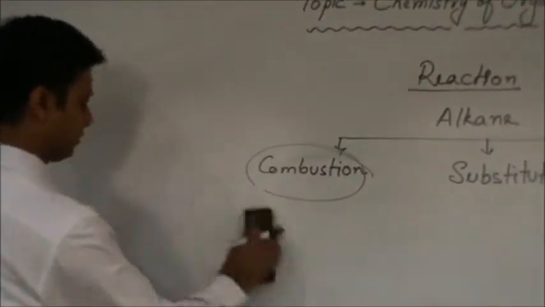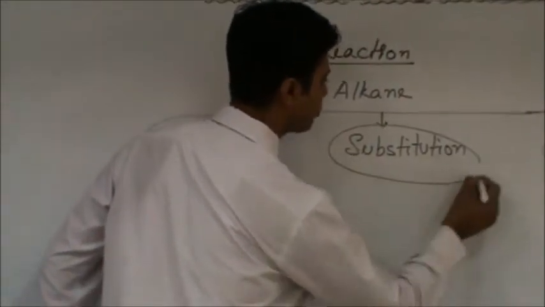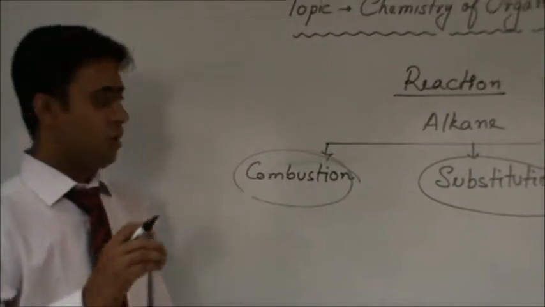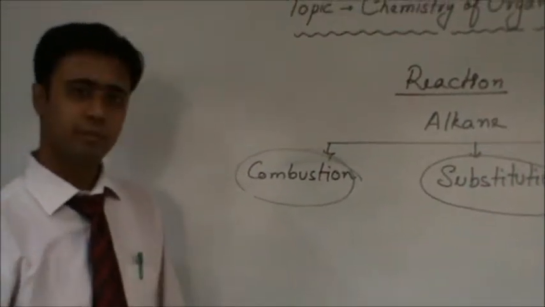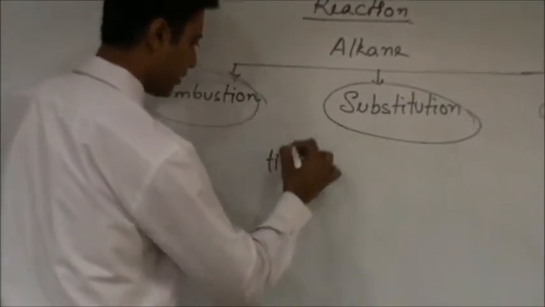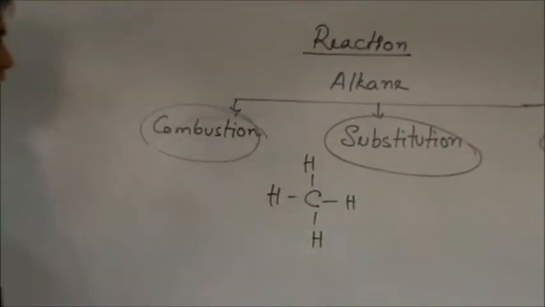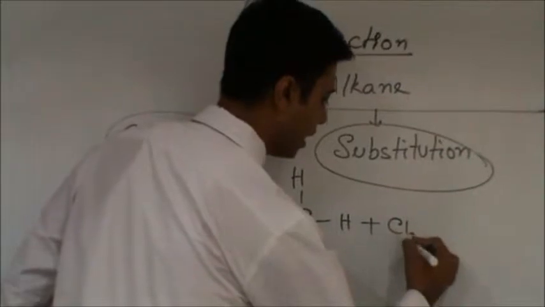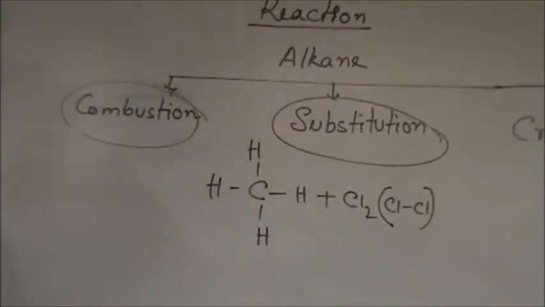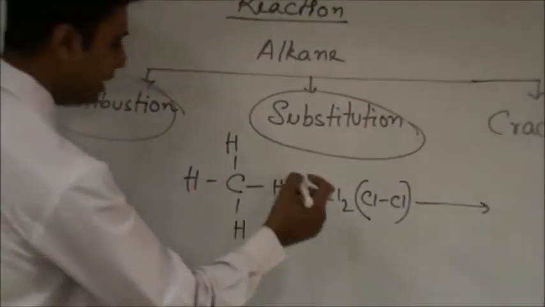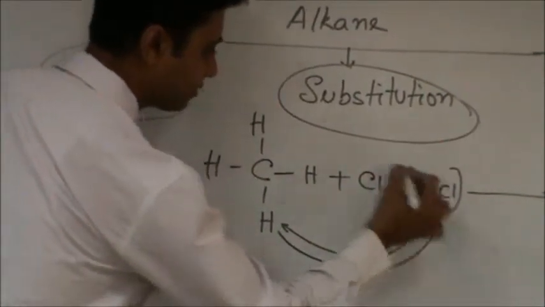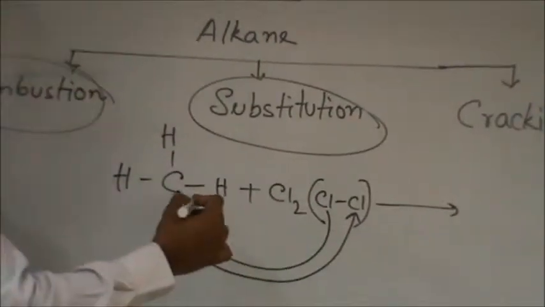Now we move to substitution reaction. What is a substitution reaction? A substitution reaction is one in which one atom substitutes for another atom in a molecule. Let us look into this equation. Suppose we have an alkane, methane, reacting with a chlorine molecule, which is essentially 2 chlorine atoms. In this reaction, each time one chlorine atom substitutes one hydrogen atom and forms haloalkanes.